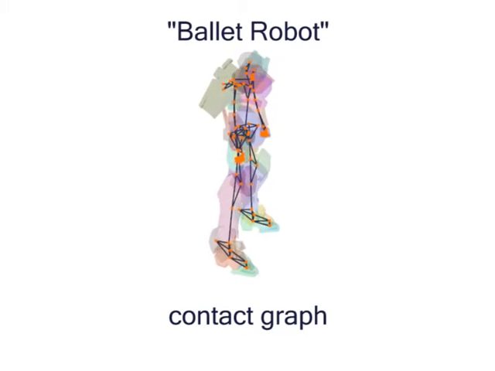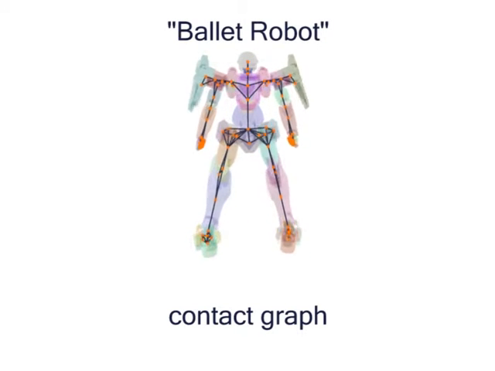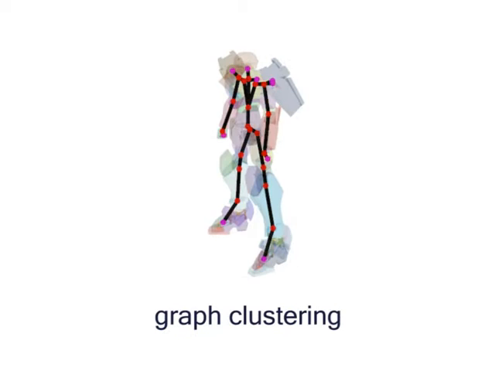Here is another robot example. Let's see if we can teach this rough-looking robot how to perform a beautiful ballet dance.